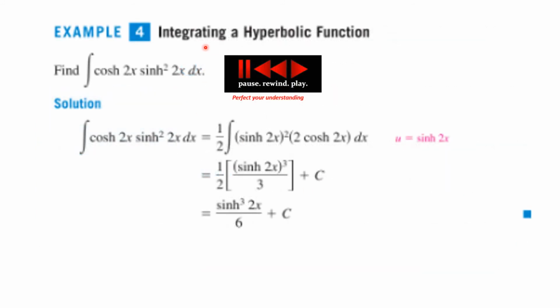You can also integrate hyperbolic trig functions. Here you have sinh squared of 2x, cosh 2x dx. Well, we do a u substitution. We let u equal sinh of 2x, and we use the chain rule. We get that this is 1/2, and you raise this exponent by 1 and divide by the new exponent plus c. So it is sinh cubed 2x over 6 plus c.